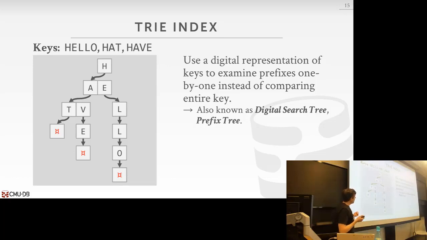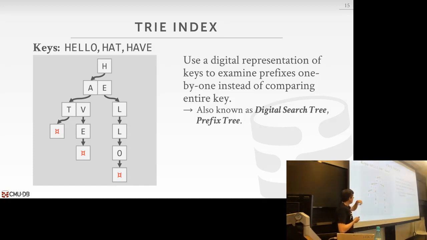So a trie is a tree data structure where instead of storing entire copies of keys in our nodes in the tree, we're instead going to store digits of the key. And by digits, I don't necessarily mean Arabic numerals. I mean some atomic subset of our key, like a byte or a single bit. And so what happens is that we're basically going to decompose all our keys and store the digits down at different levels one by one.